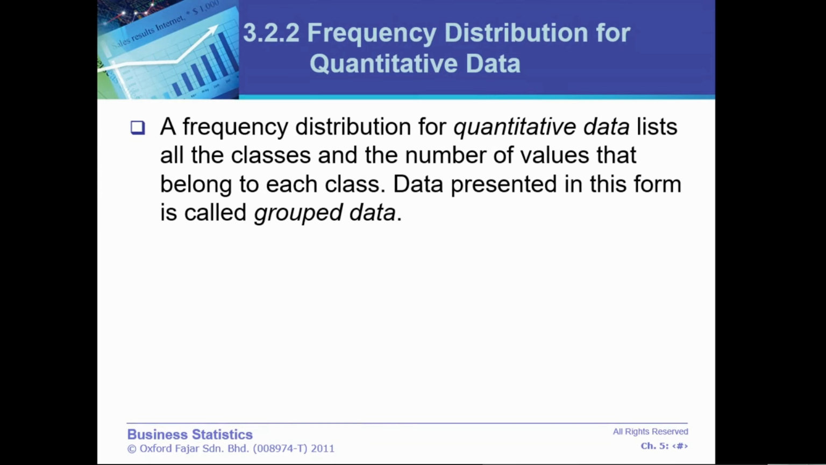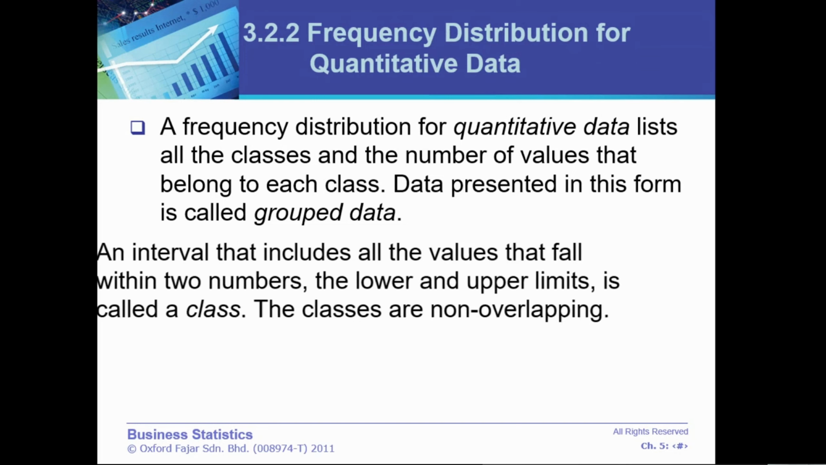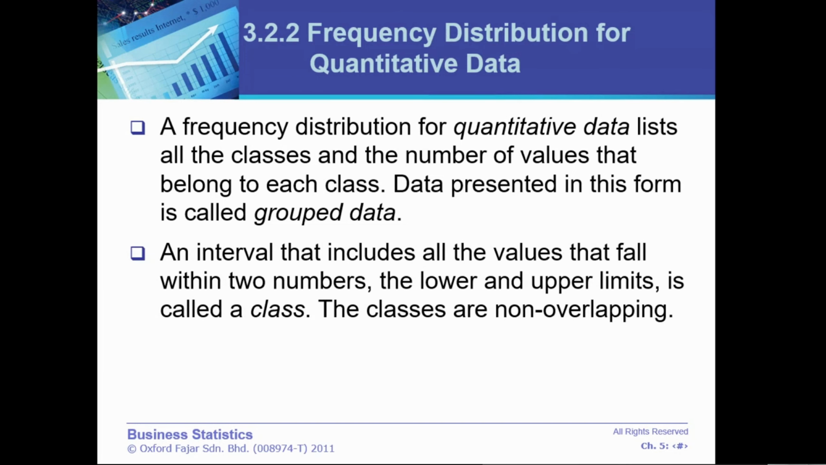So a frequency distribution for quantitative data lists all the classes and the number of values that belong to each class. Data presented in this form is called grouped data. And if you remember, we talked about the class. Also, an interval that includes all the values that fall within two numbers, lower and upper limit, we call it a class. This we all talked about yesterday. And in our example yesterday, we got three classes. We divided our population into three classes.